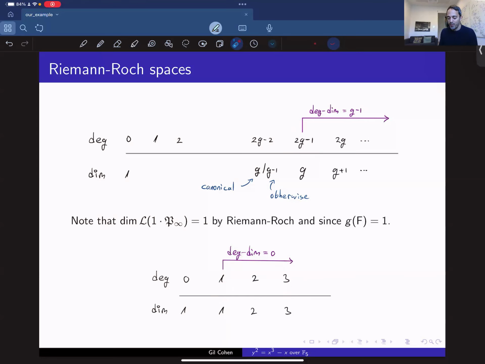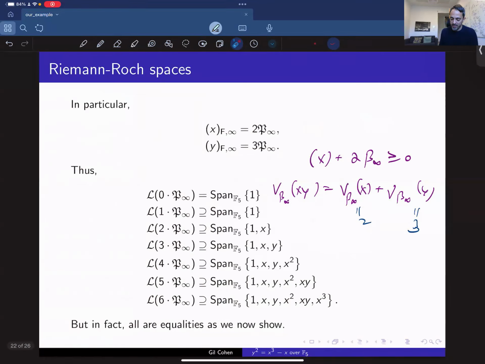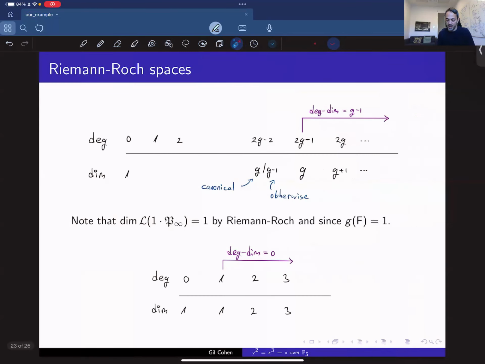So we didn't miss any function, right? So this is exactly what we had. The dimension of this is 1, and the dimension of this is 2, because we have x and y, and so x and 1, and so forth. So actually, what we found are bases for the corresponding Riemann-Roch space.